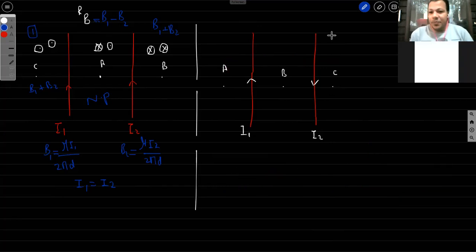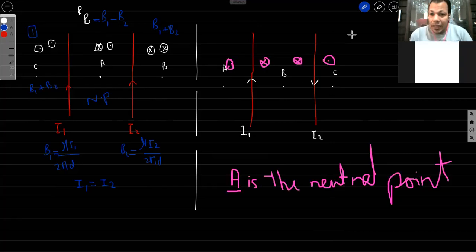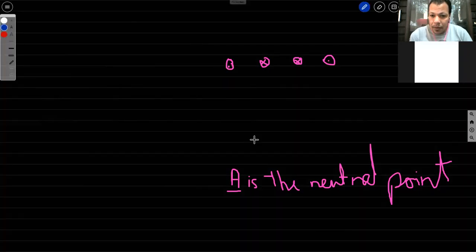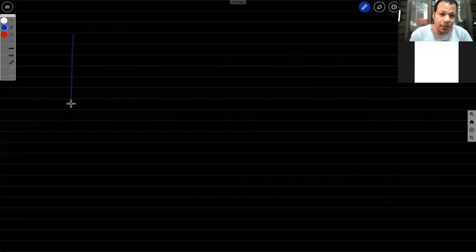The trick here, if he said, this is the direction of a current, while here is the direction of electrons, and find B at point A. He gives us the two directions. The first one is the direction of the current, while the second one is the direction of the electron motion.